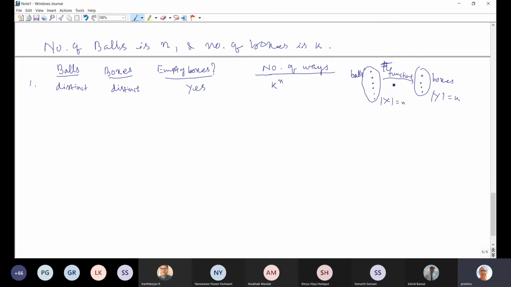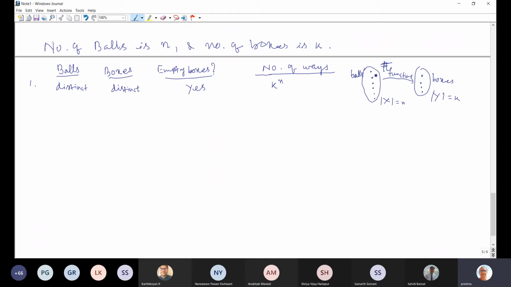No element from x may not map to some element in y. So this may not be an onto function. Therefore, some of the boxes may be empty. That emptiness of boxes will be allowed. But all the balls should have an image. All the balls should map to some box.